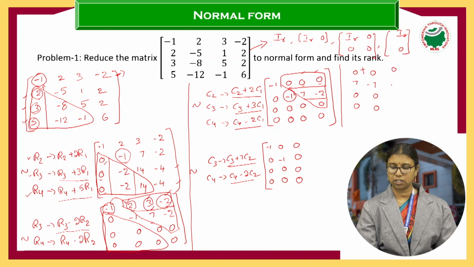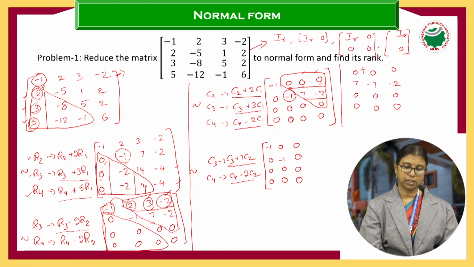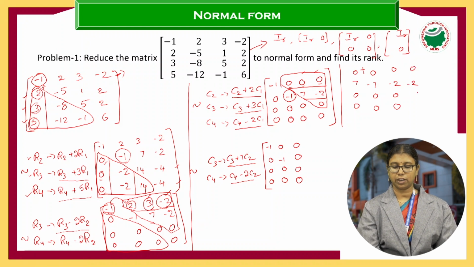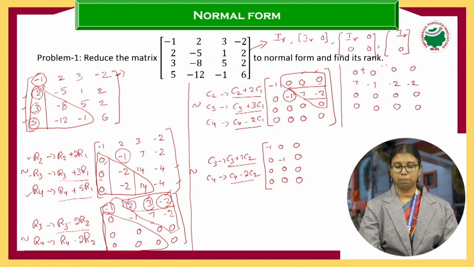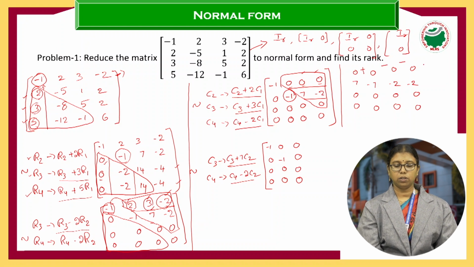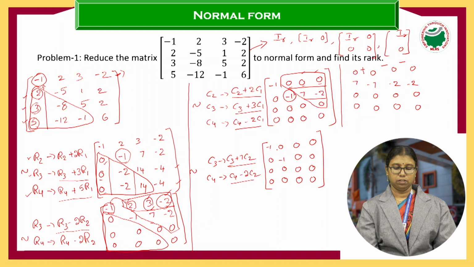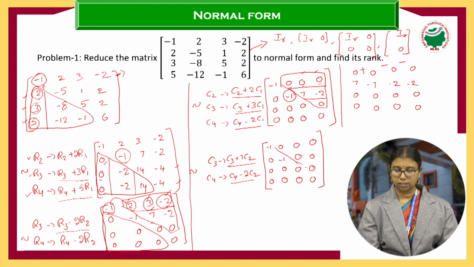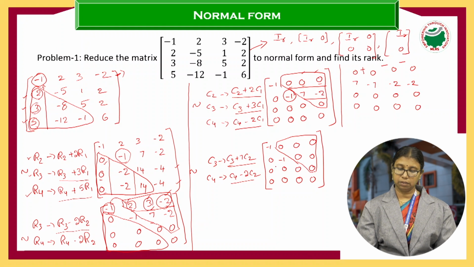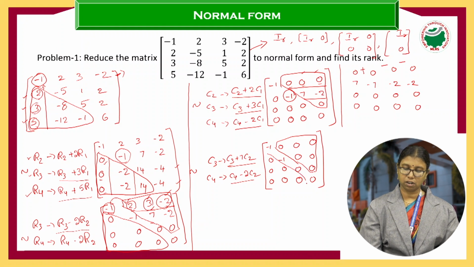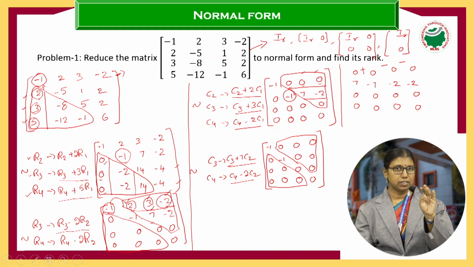Next for C4, the column operation is C4 minus 2 C2. So C4 is 0, minus 2, 0, 0. 2 C2. Multiply the second column with 2, that is 0, minus 2, 0, 0. By subtracting, both columns have same value. So by subtracting, you will get 0, 0, 0, 0. Now if you are taking upper diagonal, see all the upper diagonal values are 0 and similarly lower diagonal values are also 0. So we completed step 1, step 2.